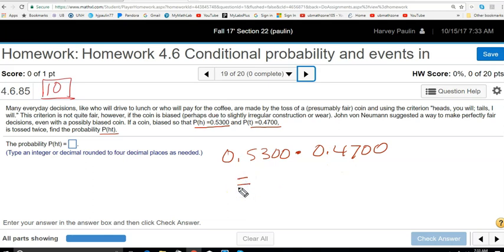And what do you get when you multiply that? Well, 0.2491. By the way, if both were 50-50, that would be 0.5 times 0.5, which would be 0.25. So you see you're rather close. But here they wanted it rounded to 4 decimal places.